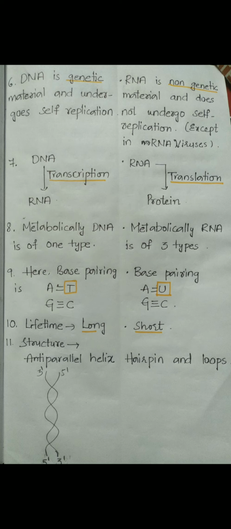Now moving to the structure, you can see the structure of DNA in the 11th point. It is an anti-parallel helix. What is anti-parallel? Here two strands are actually parallel but in opposite direction. That is the reason we say anti-parallel. If you notice in the picture, if one strand is extending from 3' to 5', the other is extending from 5' to 3'. So this is called anti-parallel, and as they are forming a helical shaped structure, the DNA structure is called an anti-parallel helix. Whereas in RNA, there is a single strand and that single strand will be present as hairpin and loop.